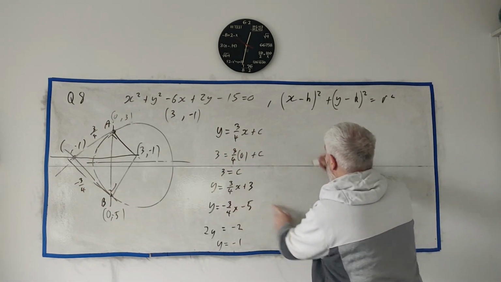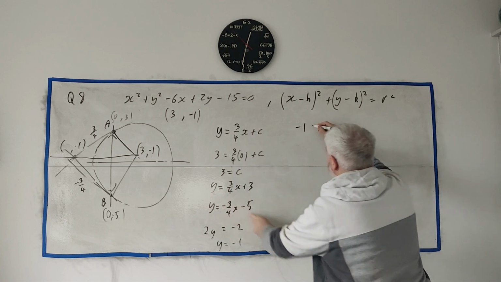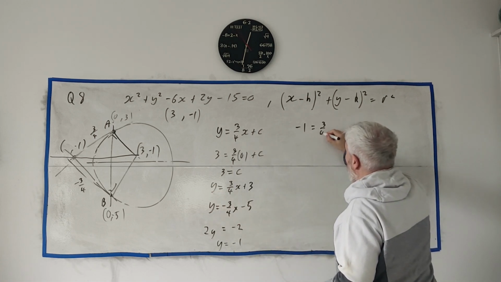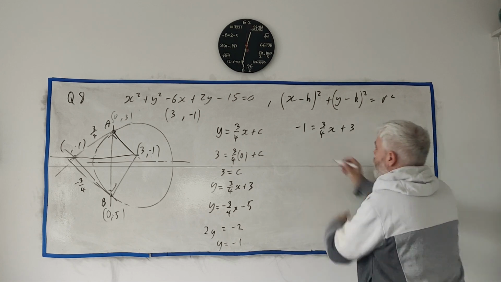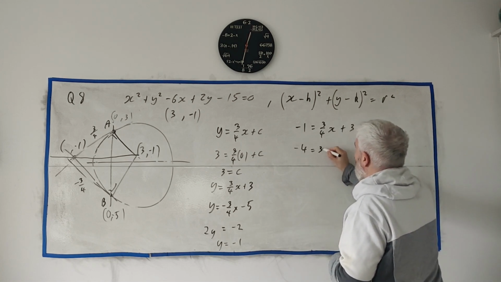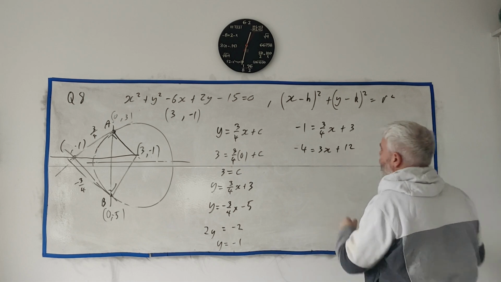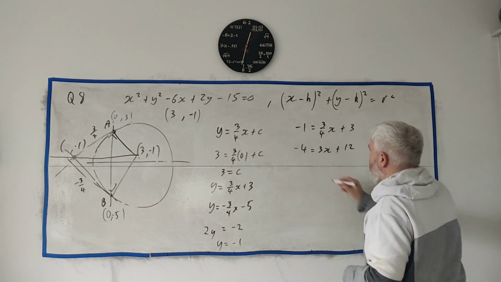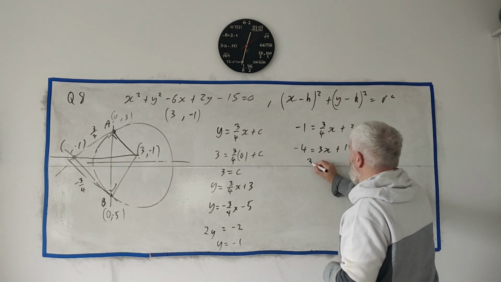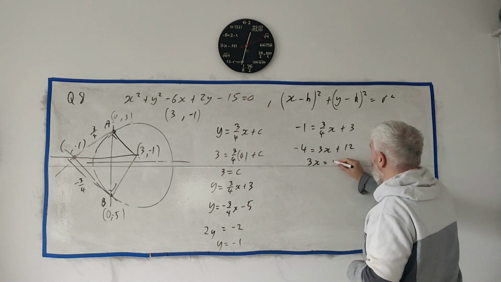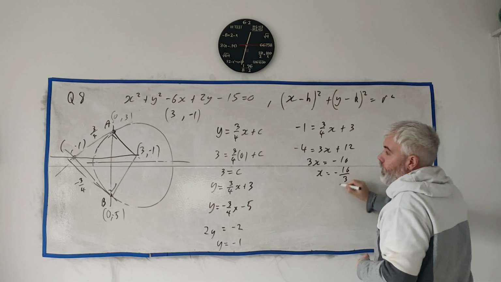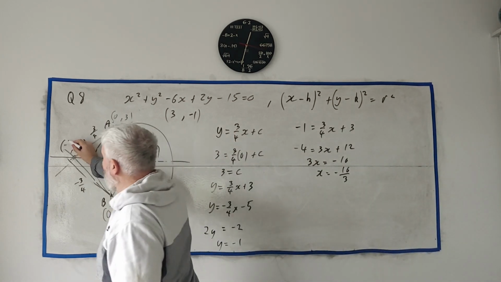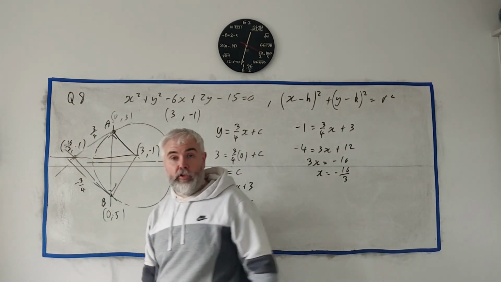So let's take the top one here. Minus 1 for y is equal to 3 over 4 x plus 3. Let's multiply everyone by 4. Minus 4 is equal to 3x plus 12. Take 12 away from both sides. We get 3x is equal to minus 16. X is equal to minus 16 over 3. And that's the answer. Minus 16 over 3.